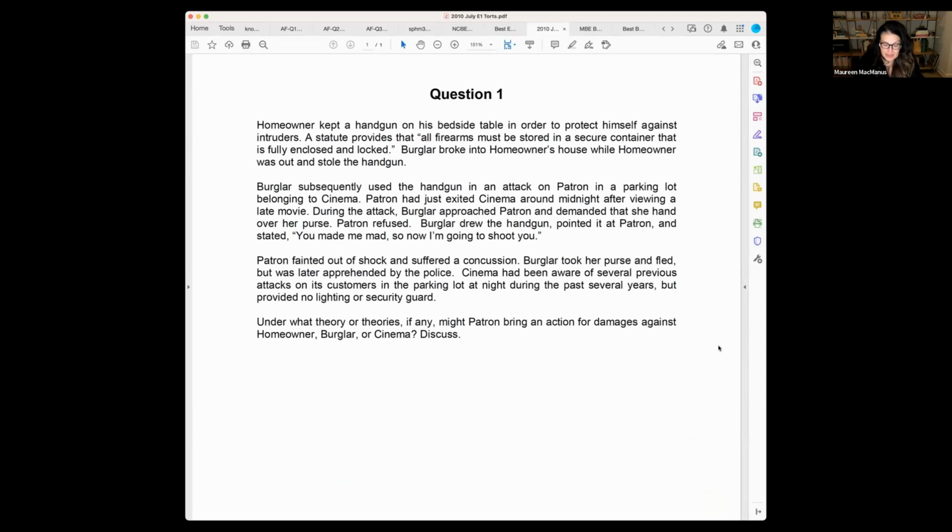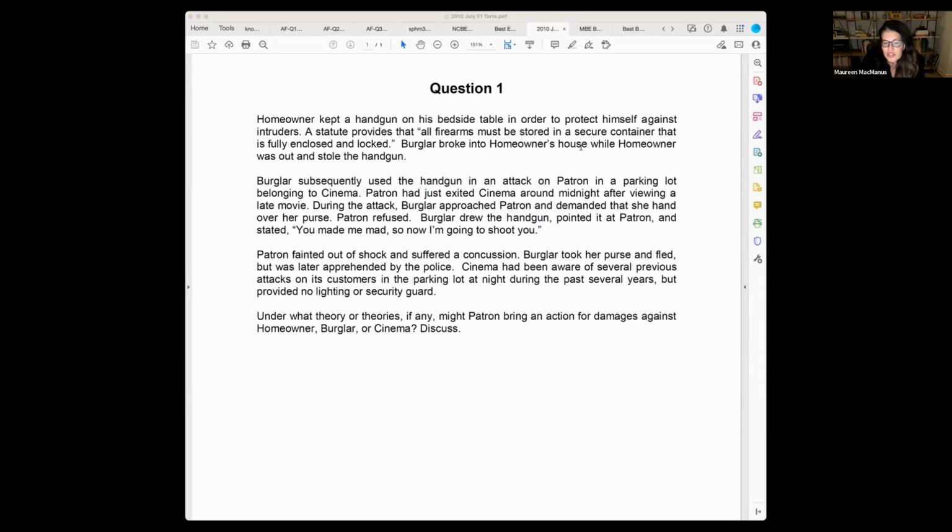I'm not going to go through the steps because I'm just showing you one thing with this. So under what theory or theories, if any, might patron bring an action for damages against homeowner, burglar, or cinema?